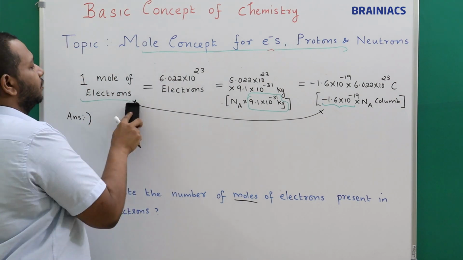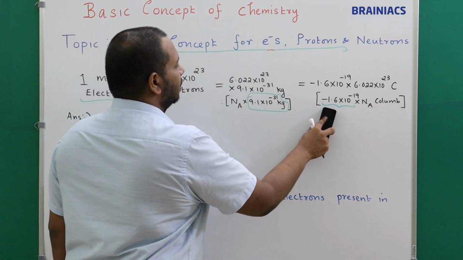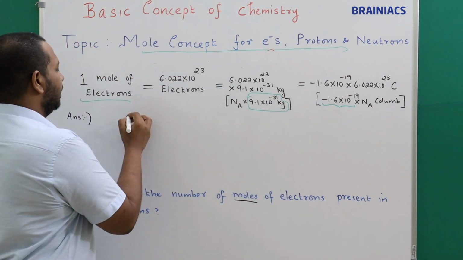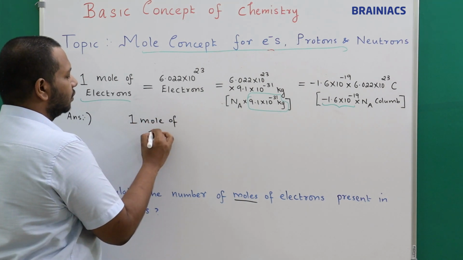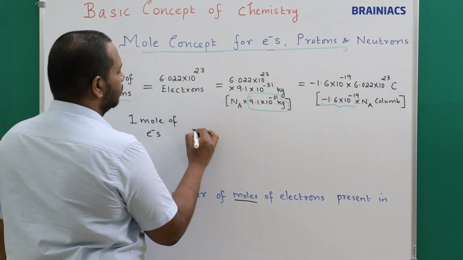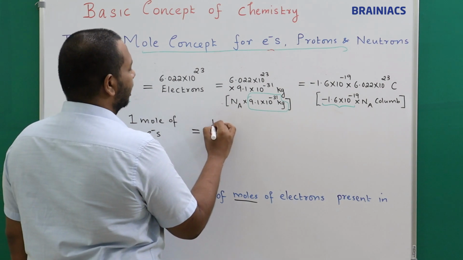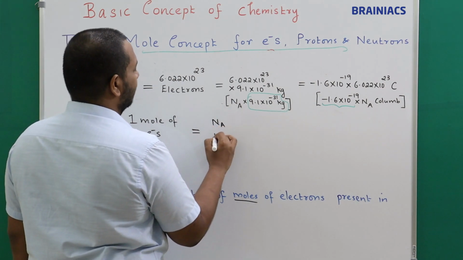Okay, so we will first try to write that linkage. So again the linkage is 1 mole of electrons is equal to Avogadro number, Na electrons.